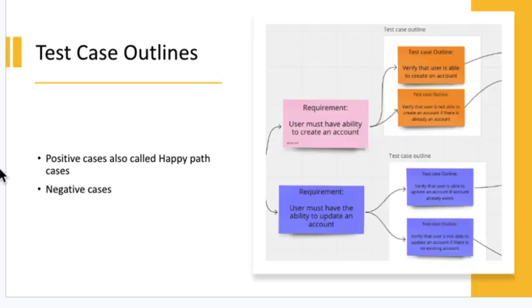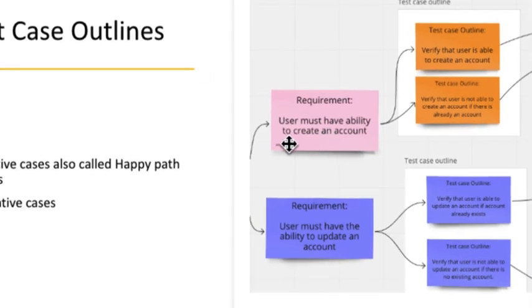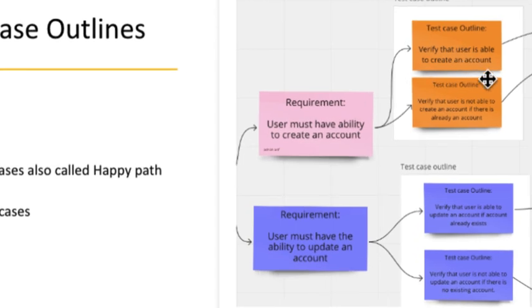For example, look into this scenario. In this, we have a requirement, and the requirement says user must have a ability to create an account. So in the test case, I have a test case outline that says verify that user is able to create an account. So if we are able to create an account, this is a successful criteria.